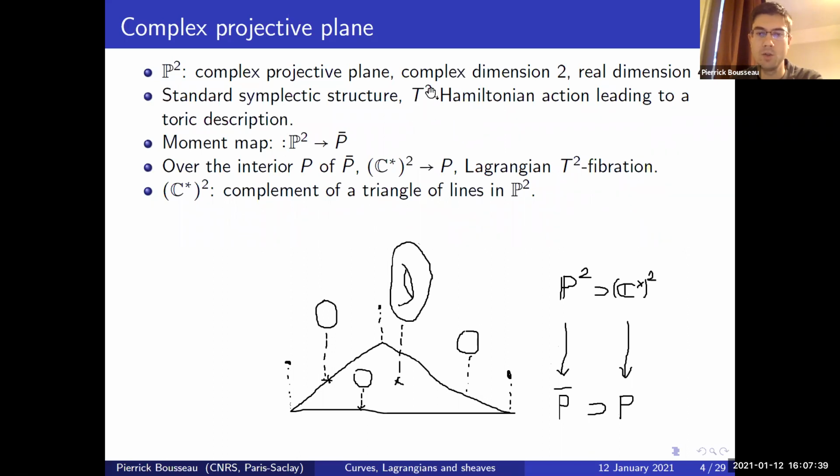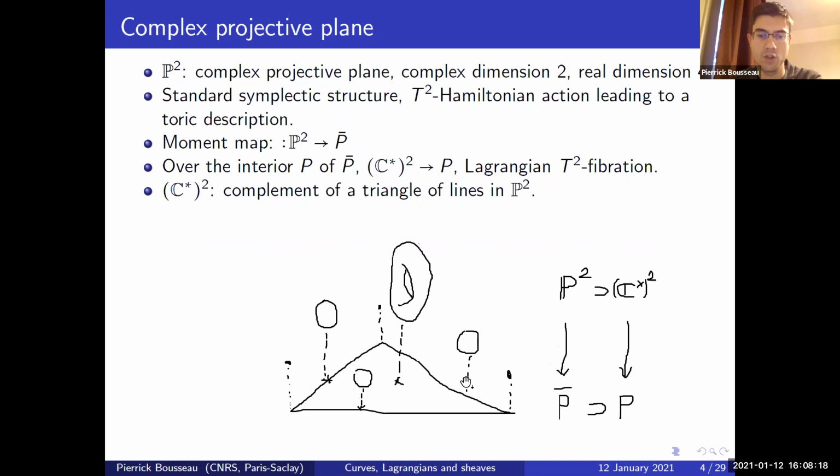In particular, this T2 Hamiltonian action has a corresponding moment map from P2 to P bar, where P bar is what I draw here, some triangle. I mean the interior of a triangle. And over the interior P of this triangle P bar, the moment map restricts to a map from (C*)^2 contained inside P2 to P, and this map is a Lagrangian torus fibration. So this thing is standard toric geometry.